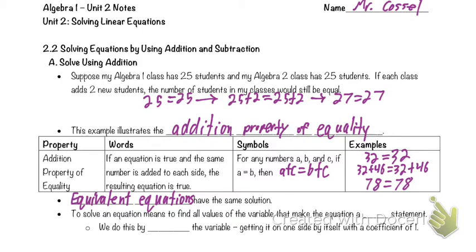Now we're going to work on solving equations. To solve an equation means to find all values of the variable that make the equation a true statement. We'll say, hey, this equation is true when the variable equals blank. And we do this by isolating the variable. Does that blank need to be made longer?